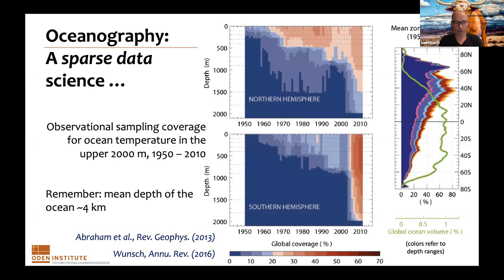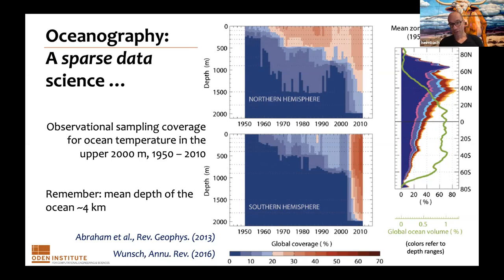This shows an example from a review paper by Abraham et al. 2013, taking stock of all the in situ observations of temperature that we have. You see in this figure the top, the Northern Hemisphere, the distribution of the number of global coverage as a function of time in years and depth, and the same for the Southern Hemisphere. You see this very sparse sampling prior to the 2000s, of course, with the 2000s picking up with the onset of Argo data profiling. But even this still shows just the top 2,000 meter depth.